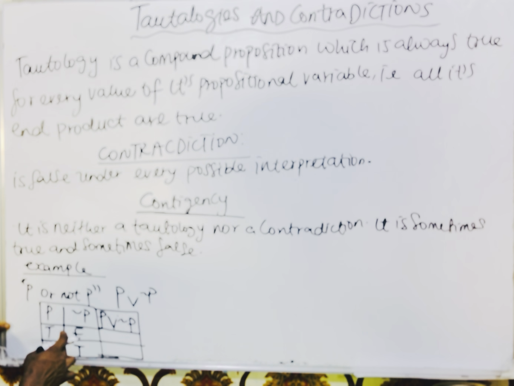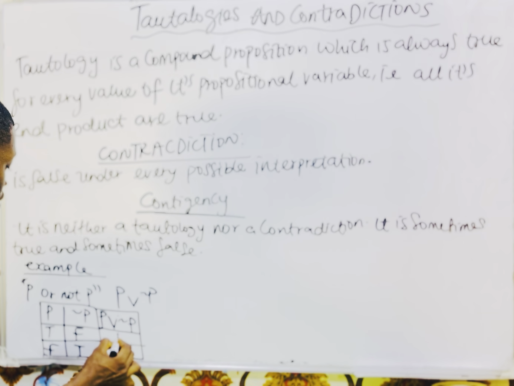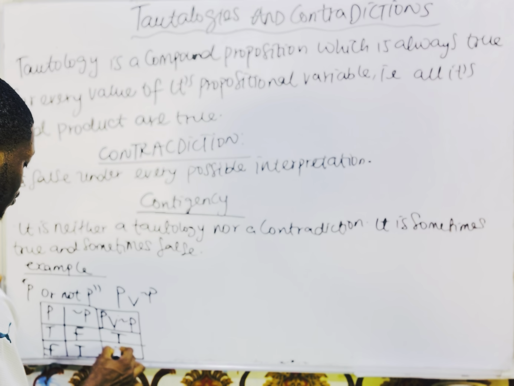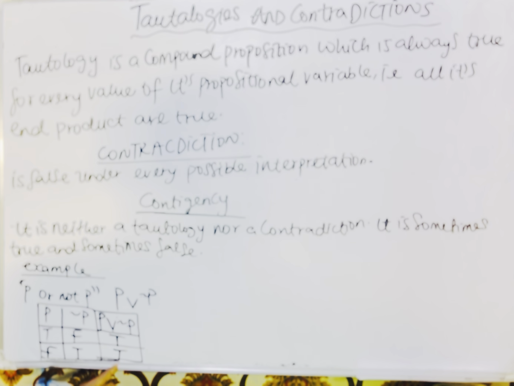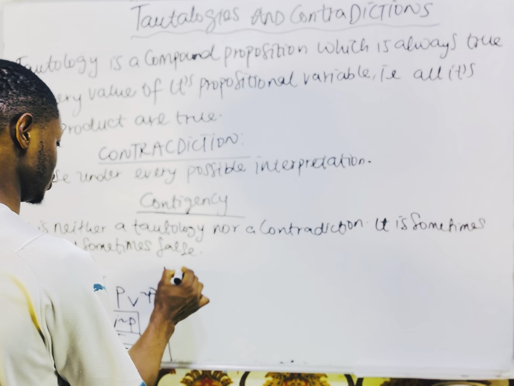So P or not P. What is it going to be? This and this. True, false in OR is what? True. So we're going to have true. Then false, true in OR is also true. So do you see that the whole table, the end product, is true? If you continue doing it, you see that all of them are true. So this one is an example of a tautology. Now let's go for contradiction.